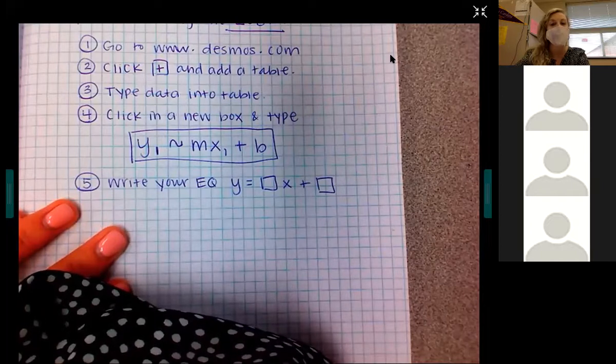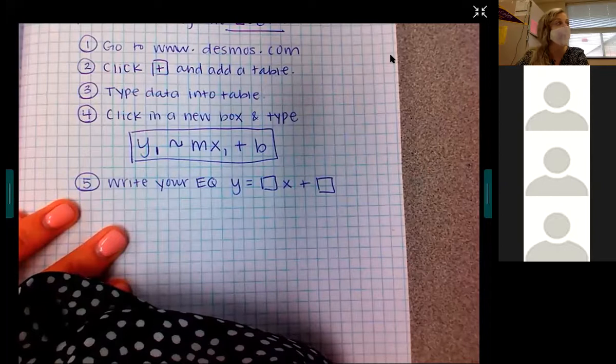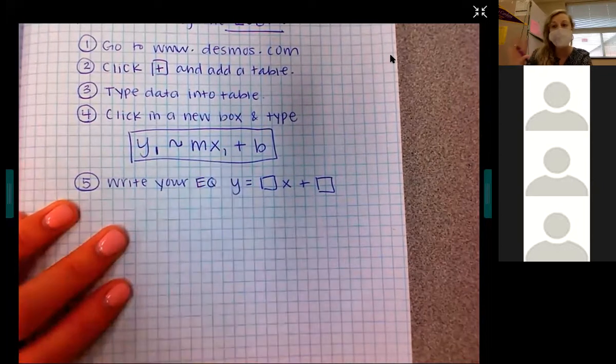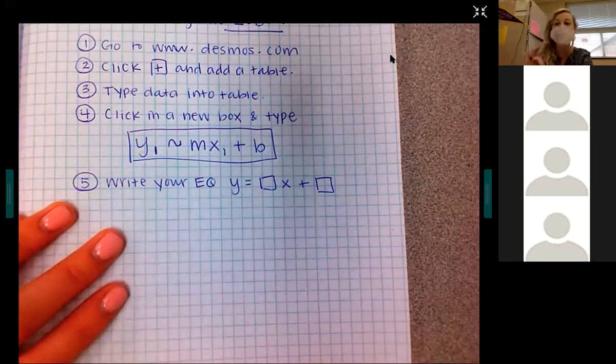So does it sound like we're going to be really doing any math? No. Desmos is going to do it for you. You just have to know what to tell it to find. Since we're trying to find the line of best fit, you have to put in the equation for a line. But that's it. Desmos is going to do everything else.